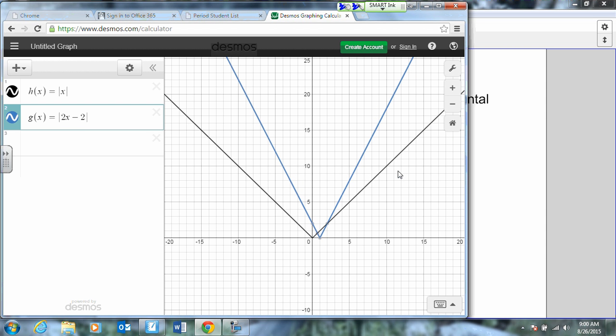What do you think? Did we accomplish what we were trying to do? We were to shift it right 2 and make it a vertical stretch, right? Everybody okay? All right, one last one.